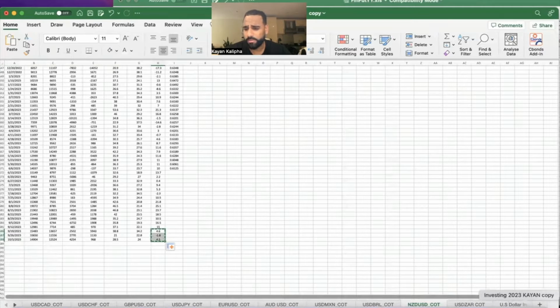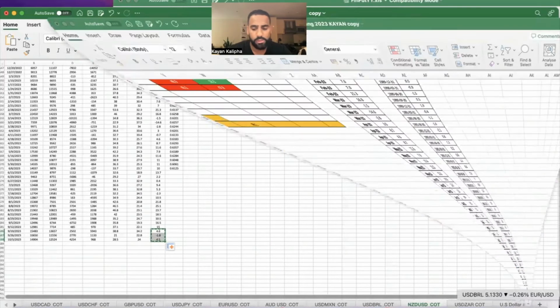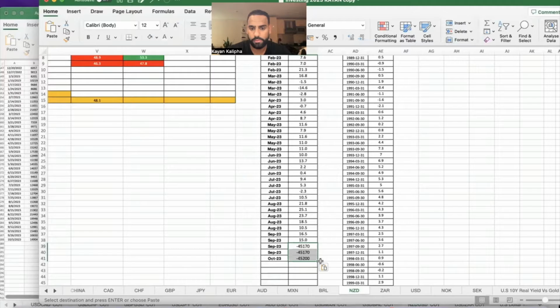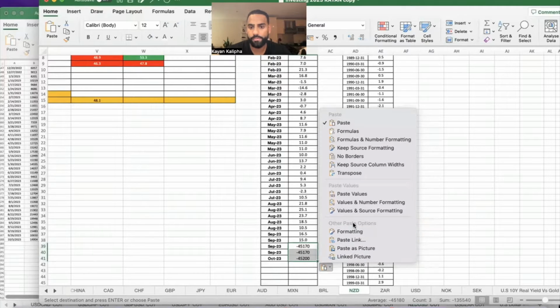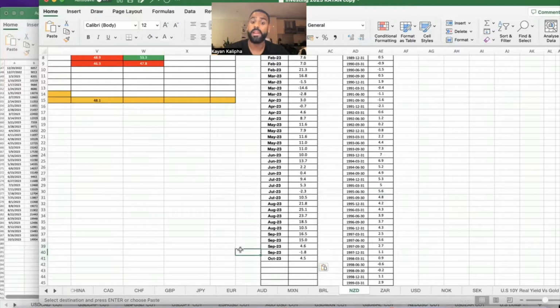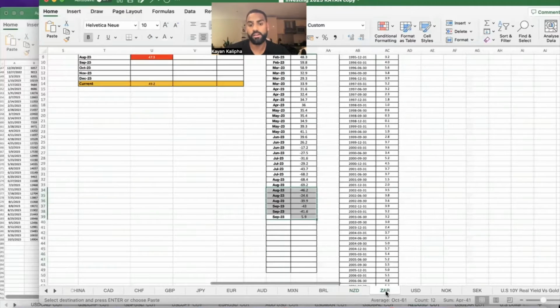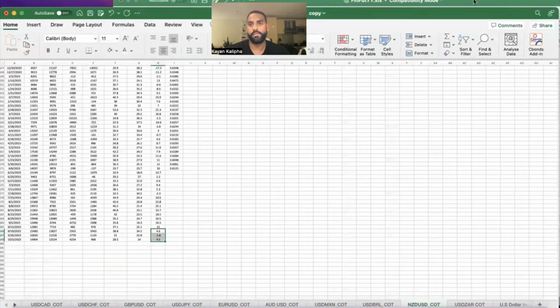All right, so New Zealand. So at the moment, markets are net long the Brazilian real. The South African rand. What are markets doing with the rand?